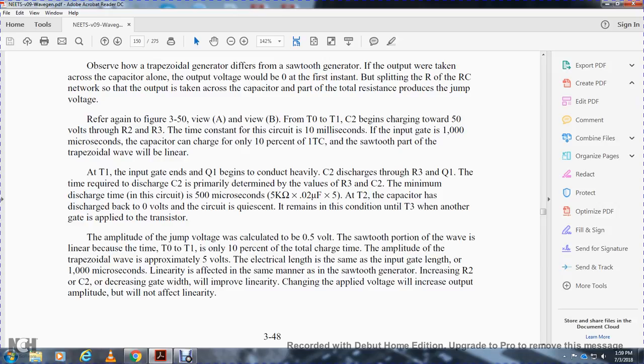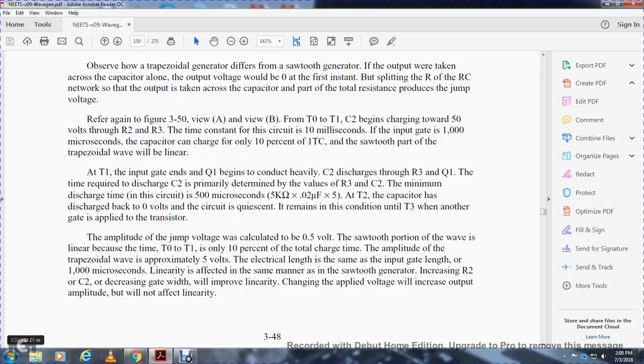The portion of the wave between time 0 and time 1 is linear because it is only 10% of the whole charge time. The amplitude of the trapezoidal wave is approximately 5 volts. The electrical length is the same as the input gate length of 100 microseconds, 1,000 microseconds. The linearity is affected in the same manner as with sawtooth generation.